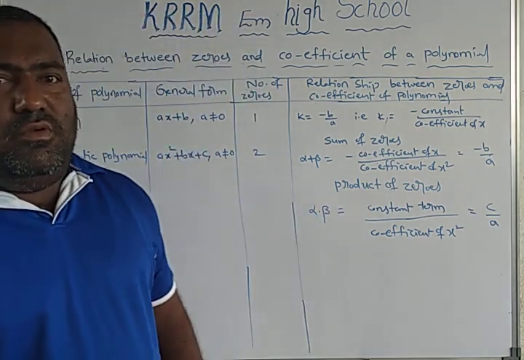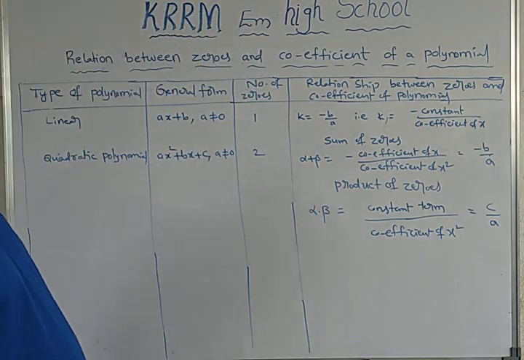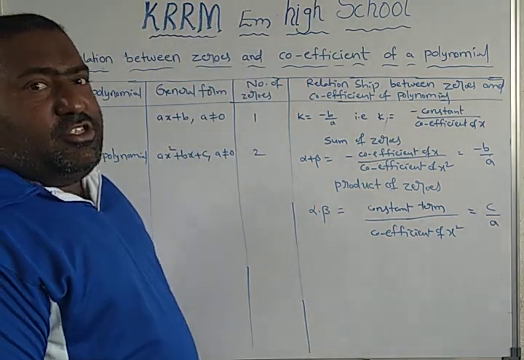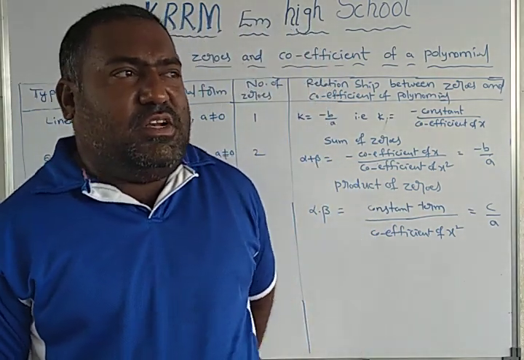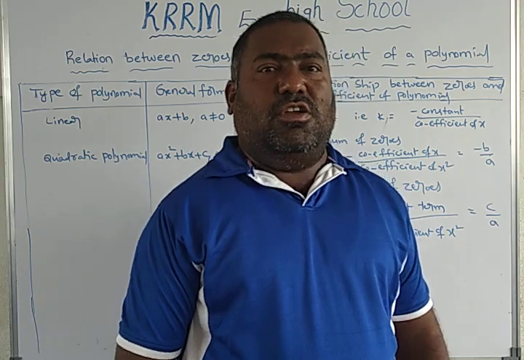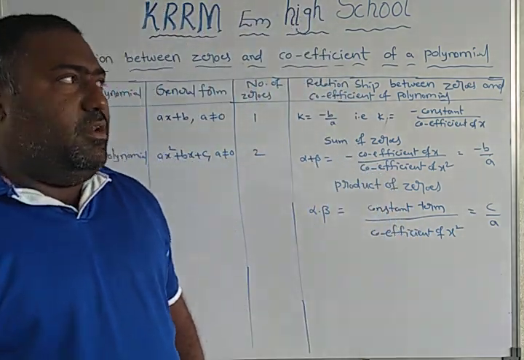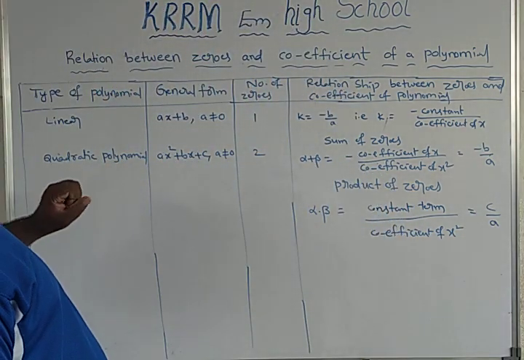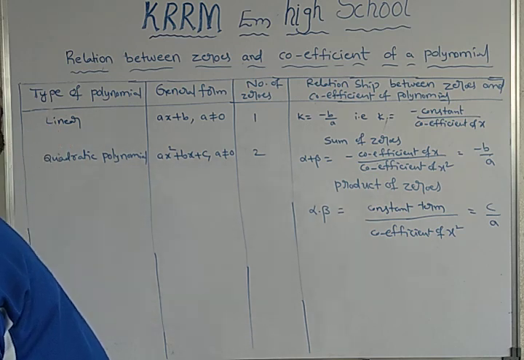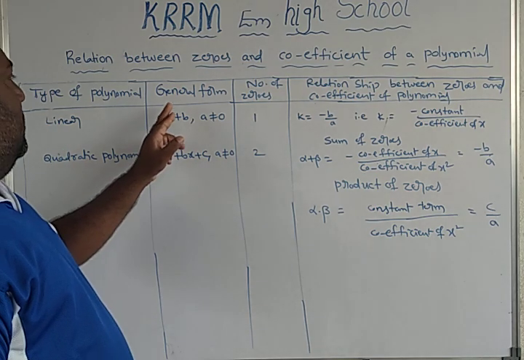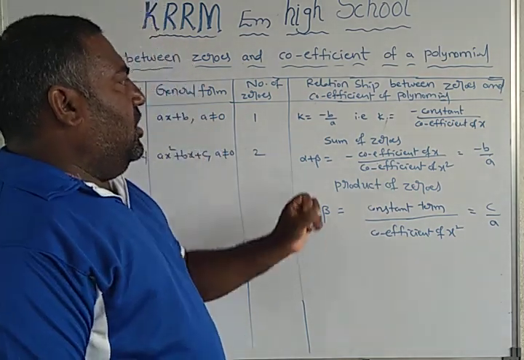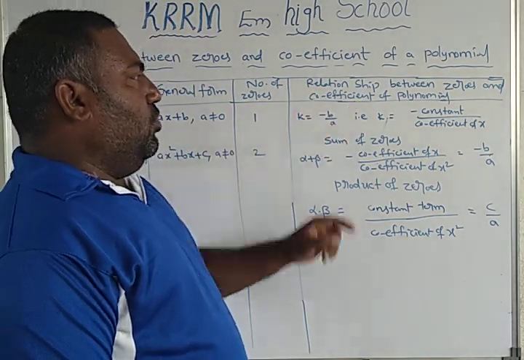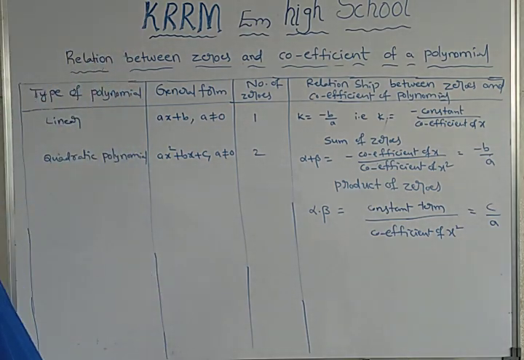Today we are explaining about the relation between zeros and the coefficient of a polynomial. So, what is the relation between zeros and the coefficient of a polynomial? First, for each type of polynomial, the general form, number of zeros, and relationship between zeros and the coefficient of the polynomial.